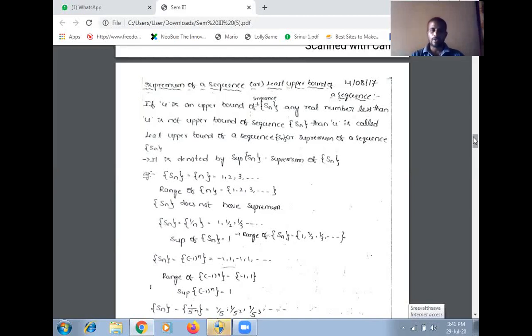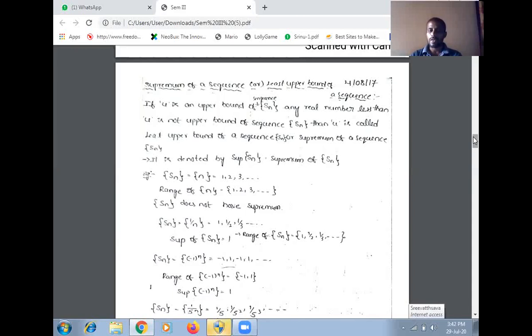So I am giving another example here. If Sn equal to 1 by n, give the values for n equal to 1, 2, 3 and so on. We get here 1, 1 by 2, 1 by 3, and so on. So what is the range of this sequence? The range of this sequence is 1, 1 by 2, 1 by 3, and so on. But it is a decreasing sequence.